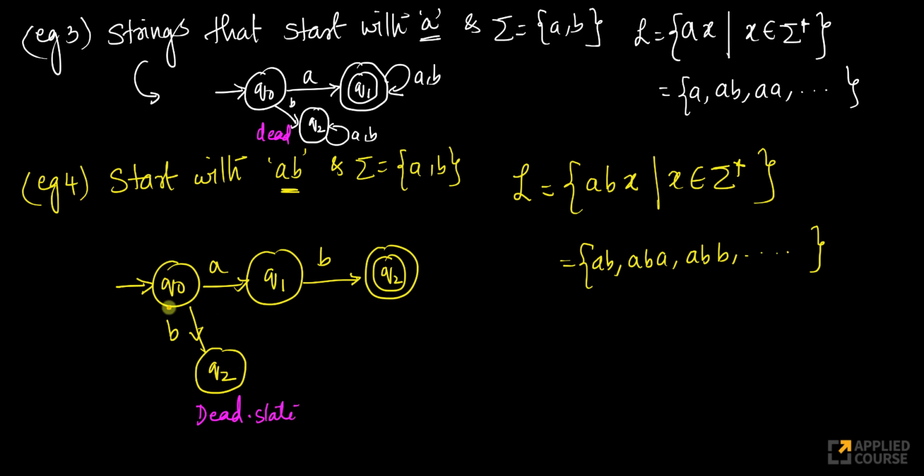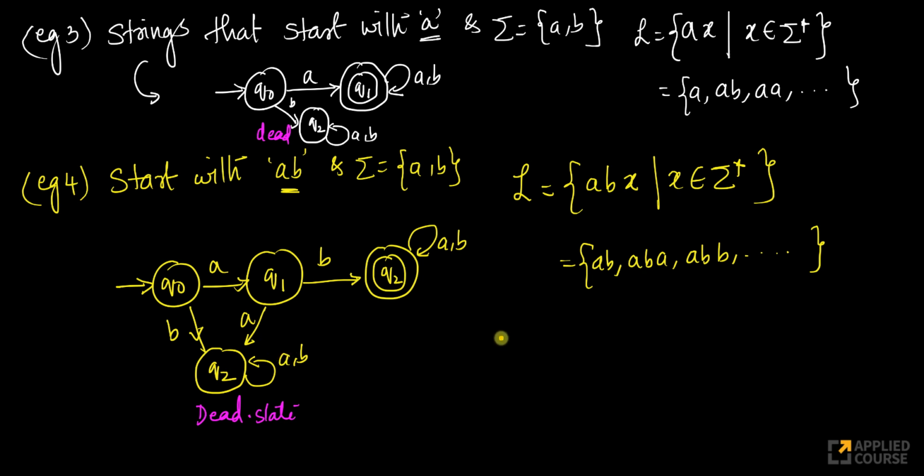Now let's see. From this state, AB is taken care of. From this state, if I get B, I go here. But if I get A, because AA should go here, right? Suppose I have AB followed by anything else, I should stay in the final state, right? Once I reach a dead state, whatever I do, I have to be in the same dead state, right?